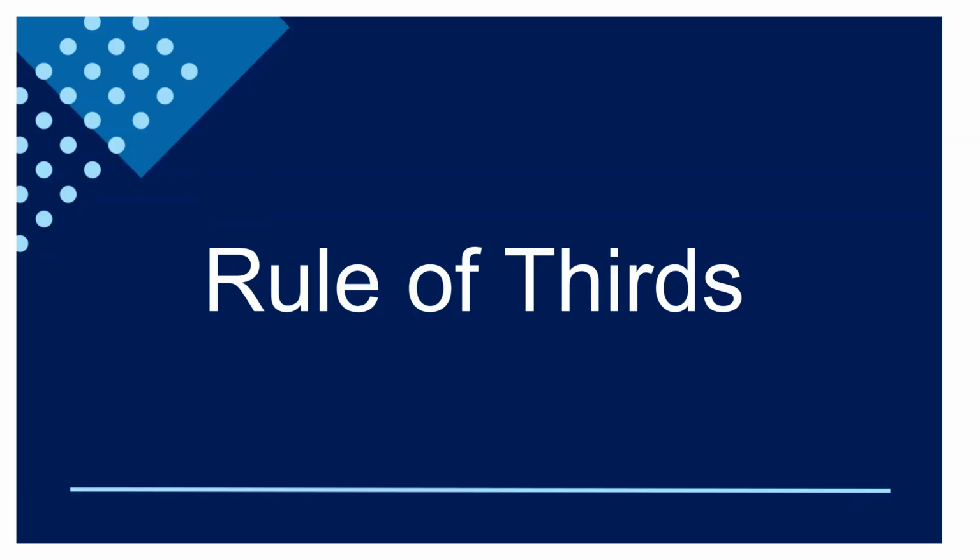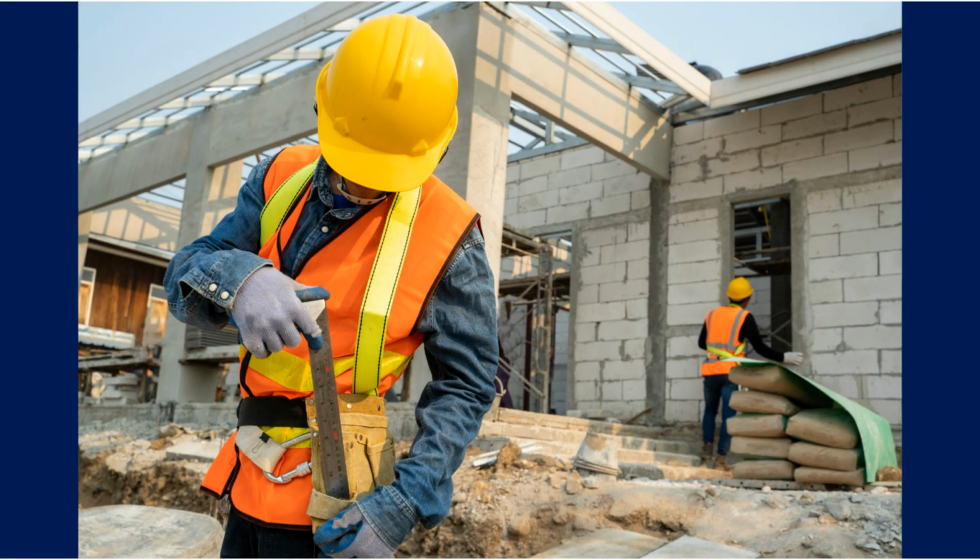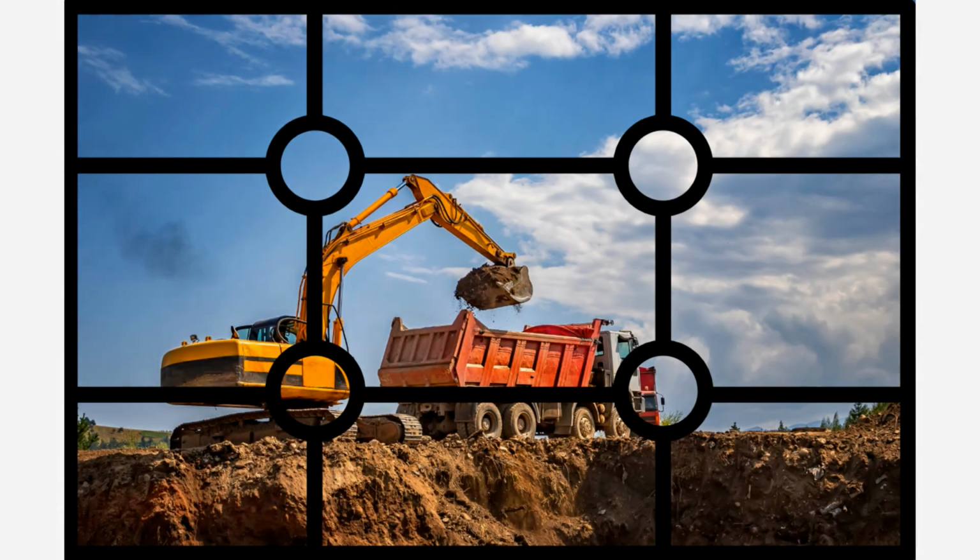Imagine your image divided into 9 equal sections with 2 horizontal and vertical lines, kind of like a tic-tac-toe board or a hashtag. You can turn on this feature on your smartphone or camera. It might also be called the grid. Place the main subject or the most important elements of your photo along the lines or at one of the intersection points called points of interest.